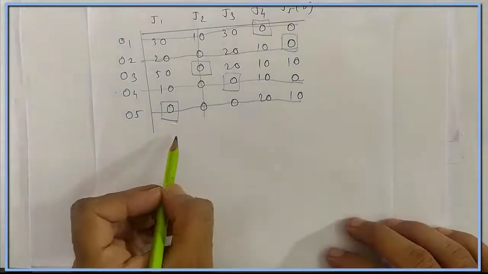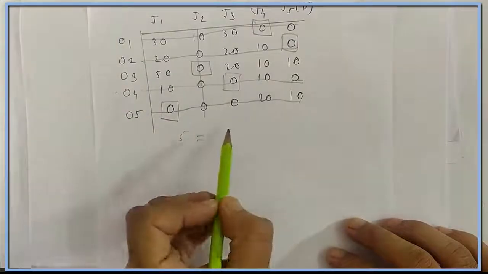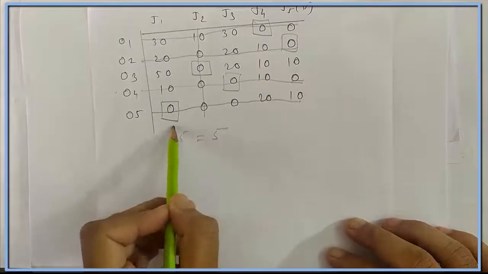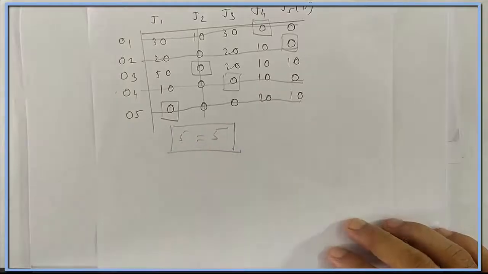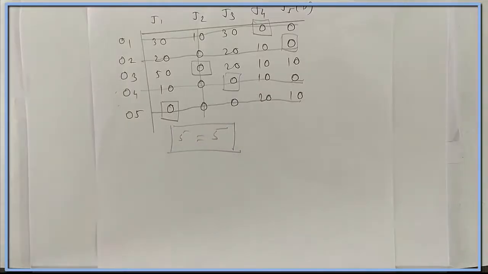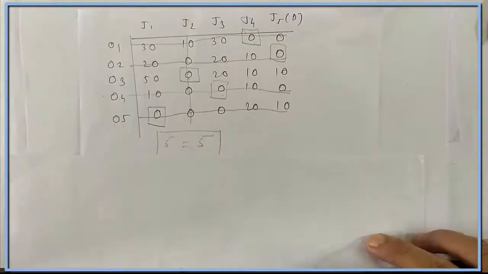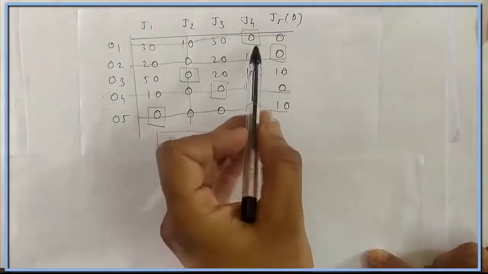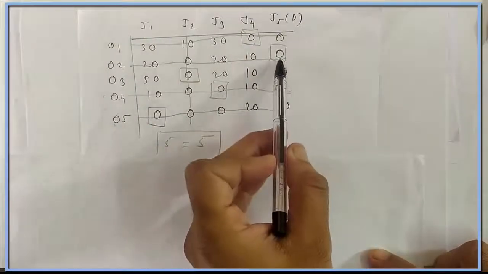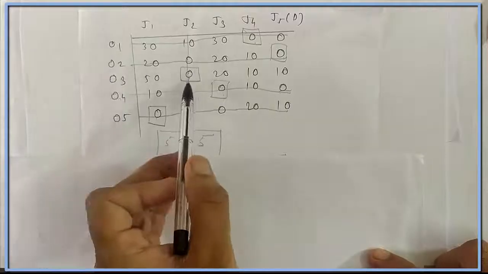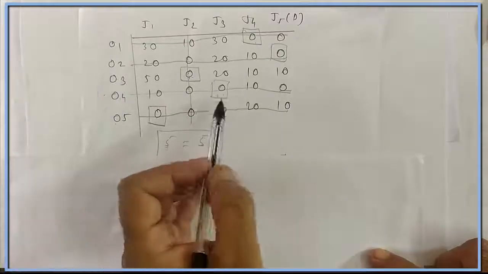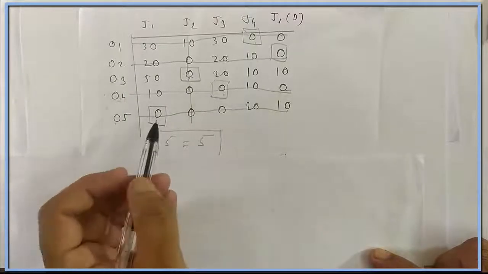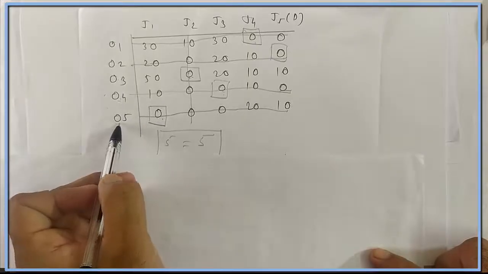The number of lines is 5 and the order of the matrix is 5 by 5, meaning 5. Therefore, here we can say that the number of lines is equal to the order of the matrix. Now here we can get the optimal solution. Therefore, finally we can say that task T4 is assigned to O1, task T5 is assigned to O2, task T2 is assigned to O3, task T3 is assigned to O4 and task T1 is assigned to O5.